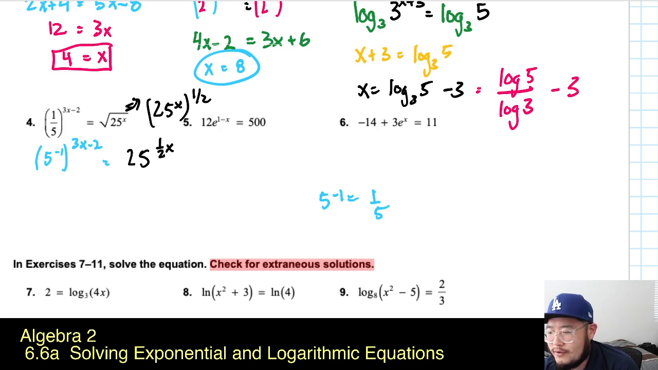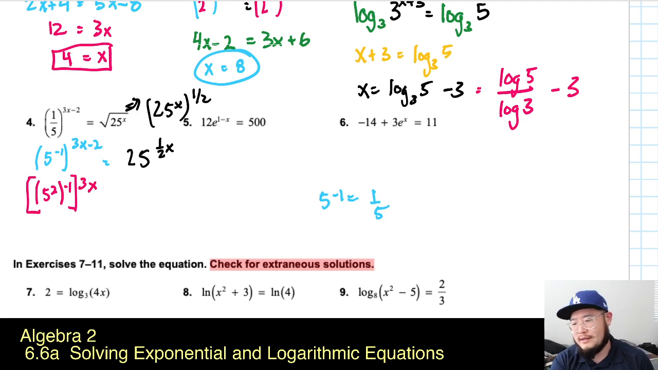How can I take that 5 and turn it into 25? What if I square it? Okay, so what's going to happen right here is I'm going to go ahead and change this to 5 to the second power. We still have the negative 1 there. And then for the sake of neatness, I'll go ahead and put that in brackets, and then we got 3x minus 2. So that 5 squared becomes 25, right?